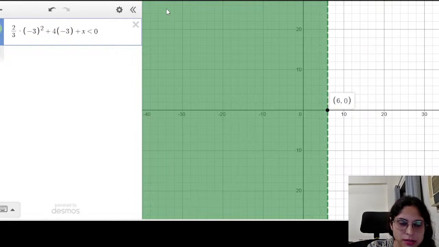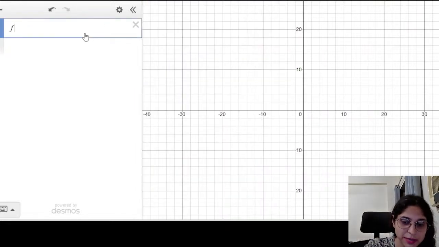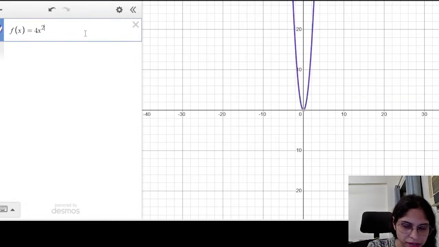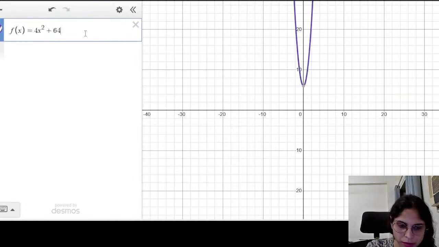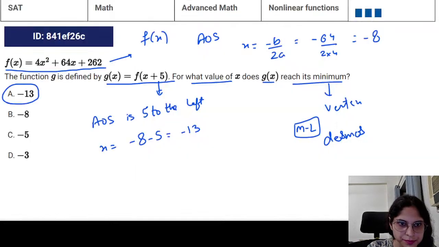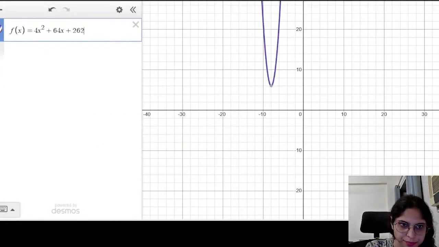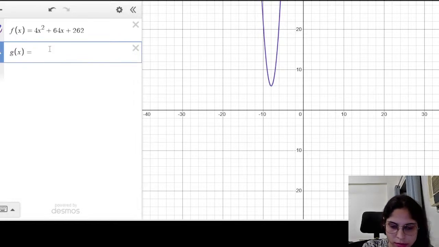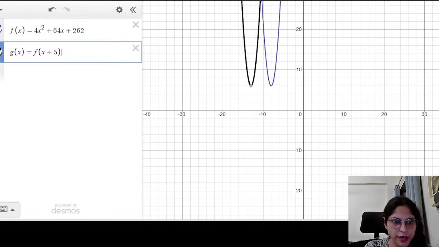Put everything as it is. As it is, I mean write f of x as well. Equals 4x squared plus 64x plus 262. And you write g of x equals f of x plus 5. Now in your case the color of g of x can be different. Okay, I have got black color, so now you look at black color. This is the minimum point. What is the x value? x value is negative 13. Your answer is negative 13.